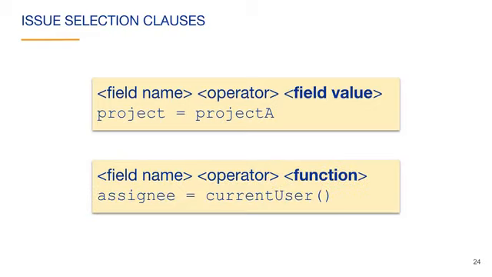Instead of directly providing a field value in the issue selection clause, you can provide a function. A function is a small program that Jira calls before the query is executed. The result of calling the function is then substituted in the query. As an example, this clause will search for issues that have been assigned to the currently logged in Jira user. A big advantage of using functions is that you are not hard-coding information. This same query can be used by all users to view their issues.